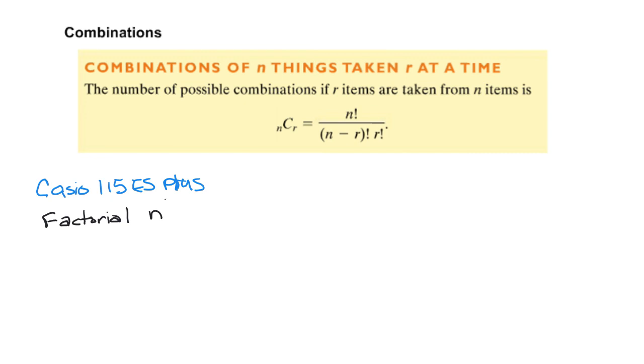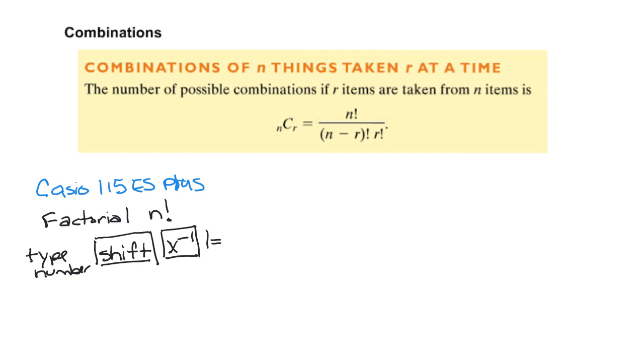And that was n with an exclamation point on there. So to put this into your calculator, you need to type your number in first. Press the shift key. Then the x to the -1. Press that key next. And then your equal. So if you place 3 factorial into your calculator and press equal, your result should be 6.